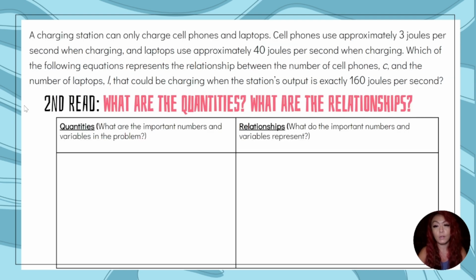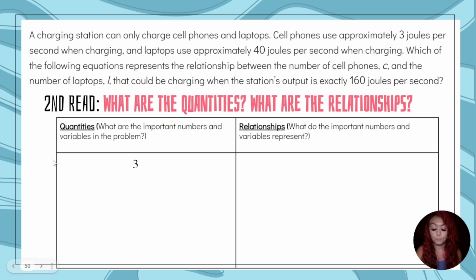Moving on to the second read. A charging station can only charge cell phones and laptops. Cell phones use approximately 3 joules per second when charging, and laptops use approximately 40 joules per second when charging. Which of the following equations represents the relationship between the number of cell phones C and the number of laptops L that could be charging when the station's output is exactly 160 joules per second? Let's take a look at our quantities and relationships here. Again, this is the most important read.